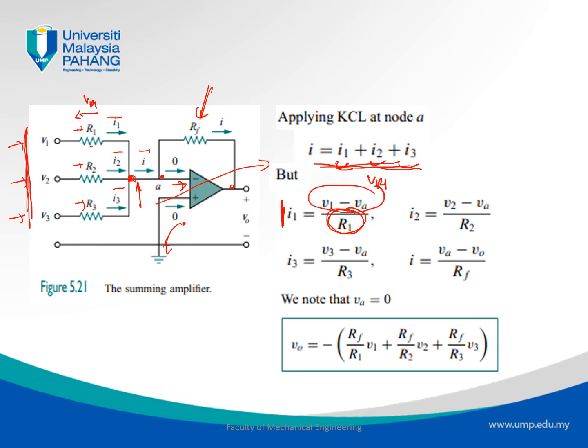So what is it? It is VI. The voltage across R1 is the potential difference between V1, not VI, V1, and this V. So what is this V?